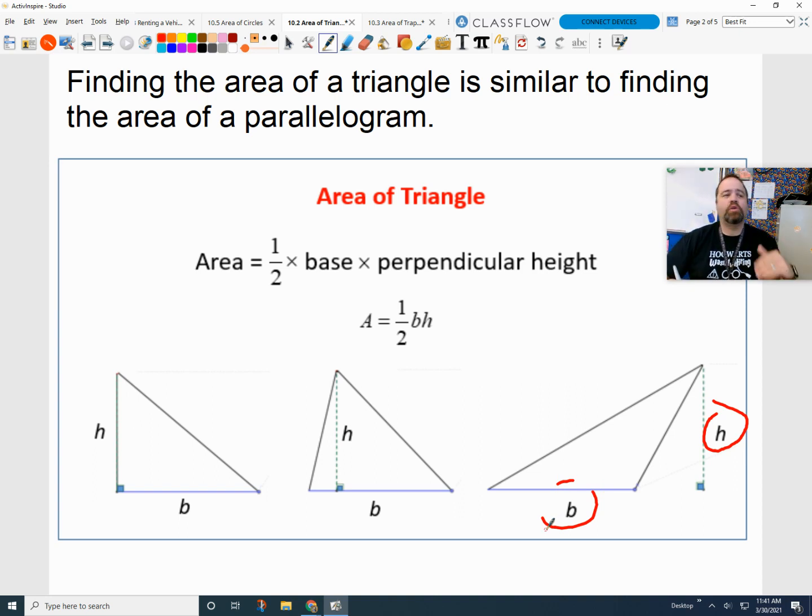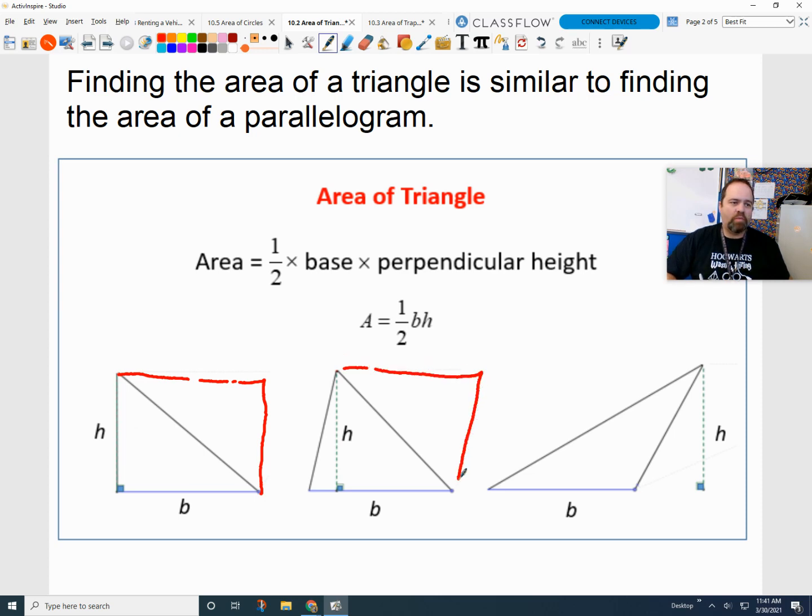Okay, now that's really similar to what we did yesterday with the parallelograms. But with the addition of this 1/2, you're going to cut that measurement in half, and here's why. Each of these figures is half of a related parallelogram. That right triangle is half of a rectangle. This triangle here is half of, I'm not perfect with my drawings here, but it's half of this parallelogram. And same thing here. This is half of, oh, that's the worst one yet.